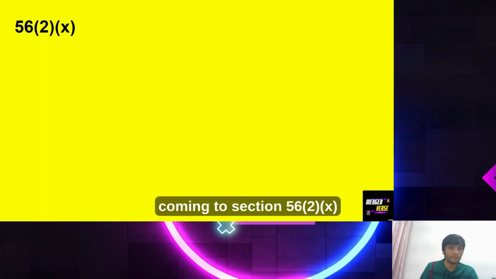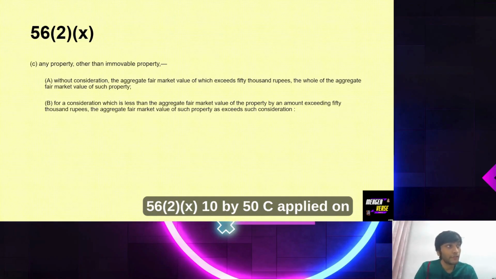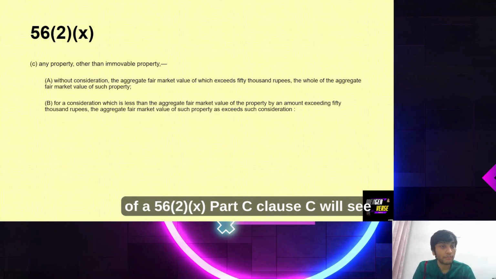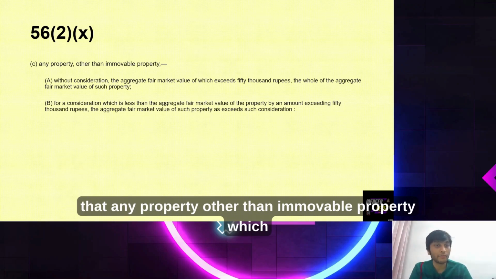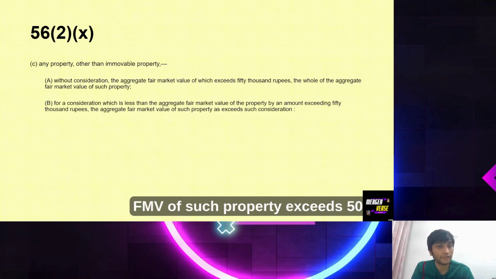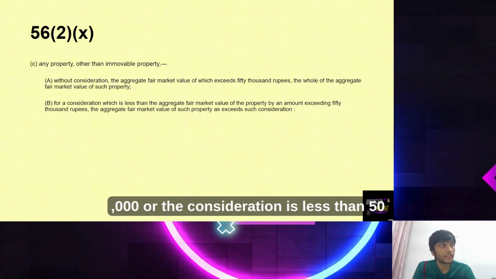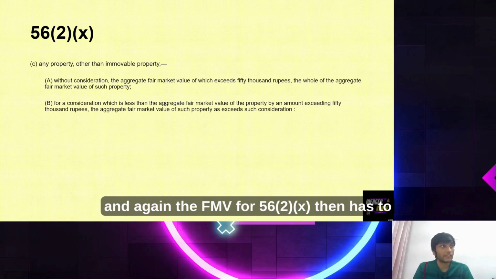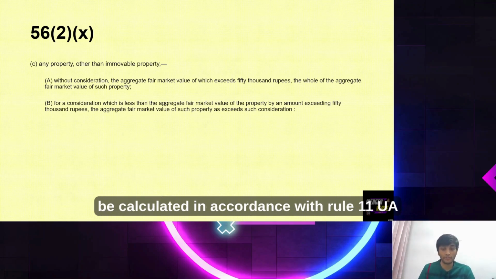Now coming to section 56(2)(10). While 50CA applies in the hands of the transferor, 56(2)(10) will apply in the hands of the recipient. So in case of 56(2)(10), clause C, we will see that any property other than immovable property which is sold without consideration and the FMV of such property exceeds 50,000, or sold for a consideration less than the FMV by more than 50,000, then this section will apply. And again the FMV for 56(2)(10) has to be calculated in accordance with Rule 11UA.